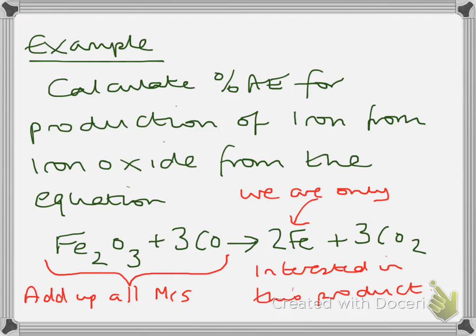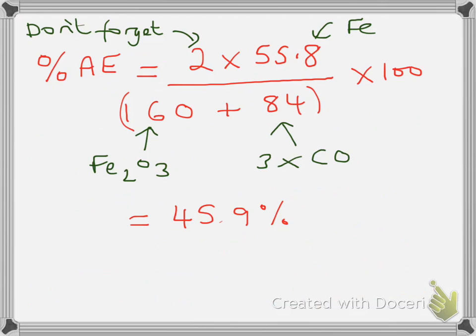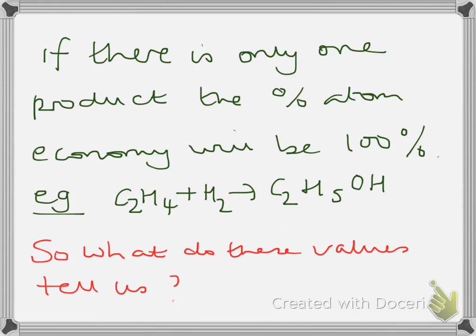And then I would do 2 times the Ar for iron as the desired product. So percentage atom economy, don't forget the 2 times the 55.8 for the iron, divided by the Mr for Fe2O3, which is 160, added to 3 lots of carbon monoxide at 84, times 100, would give you 45.9%. So that's your atom economy.